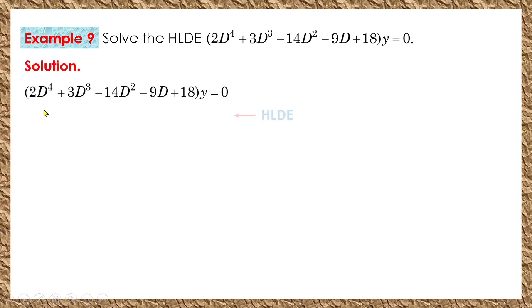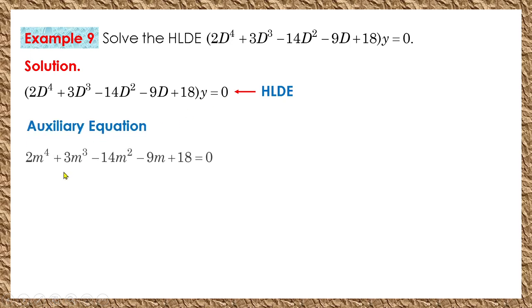Solution. So copy the given DE. This is a homogeneous LDE. Why homogeneous? This is an LDE whose right side is 0. Homogeneous. Auxiliary equation: 2m to the 4th plus 3m cubed minus 14m squared minus 9m plus 18 equal to 0.